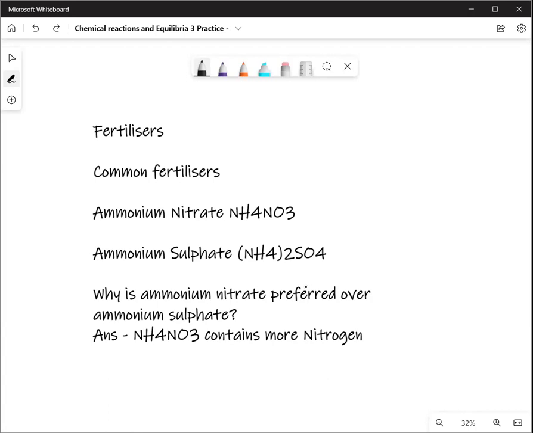Now we're continuing on fertilizers. Please write these down. The whole thing down. Common fertilizers. This is fertilizers and question. Why is ammonium nitrate preferred over ammonium sulfate? Because this one contains more nitrogen. Is that clear?